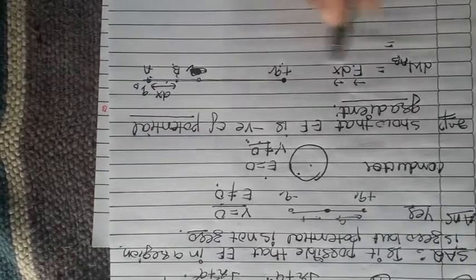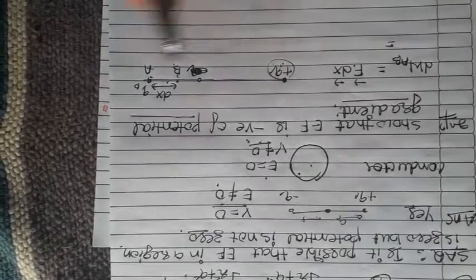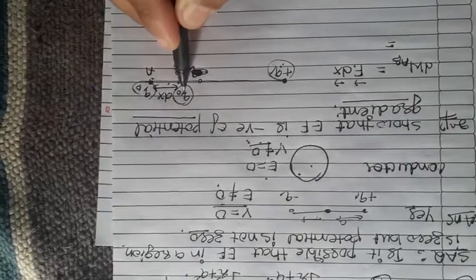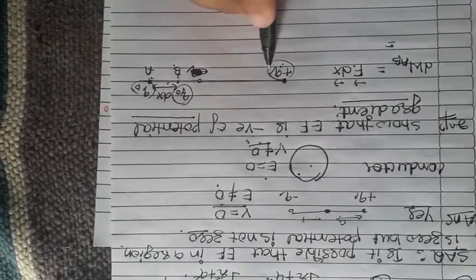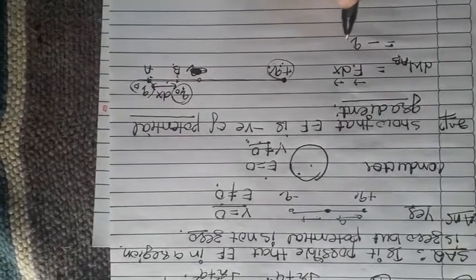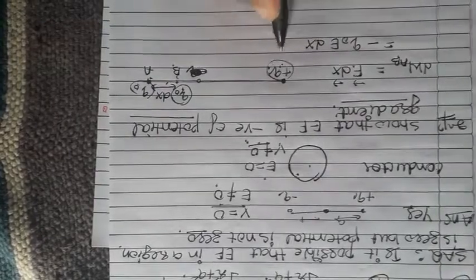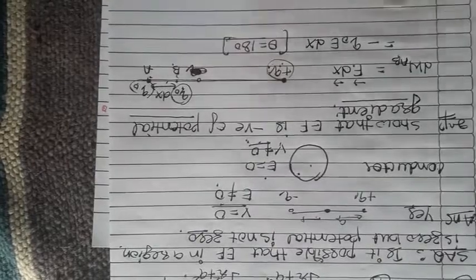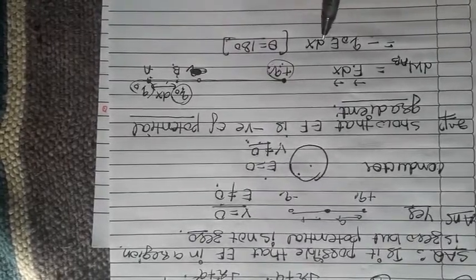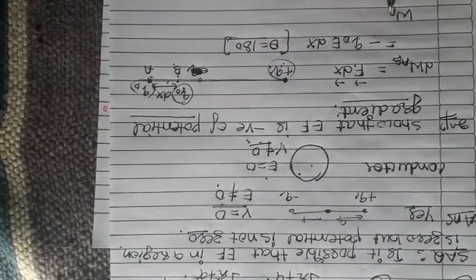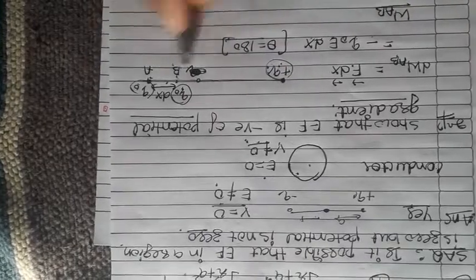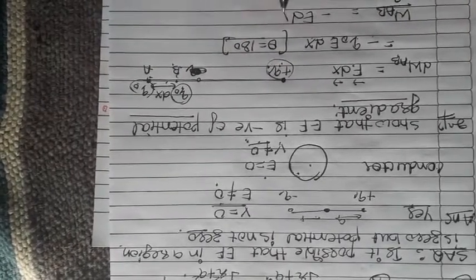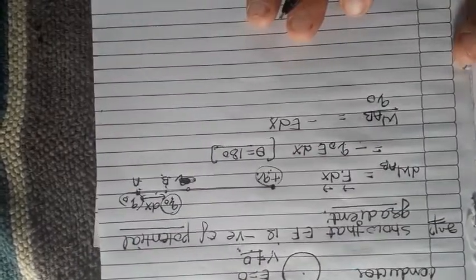What is F? F is the force experienced by this charge, which is at this point B, given by this charge. And you know that the formula is q naught E dx. Why did I remove the dot product? Since theta is 180, cos 180 is minus 1. Now it is minus q naught E dx. This is the work done moving from A to B. Got it? Divided by charge is equal to minus E dx.